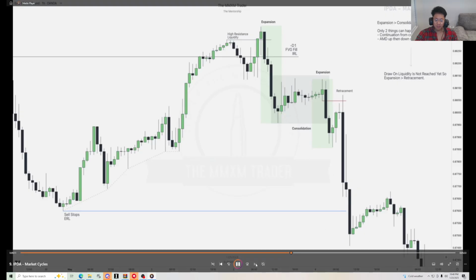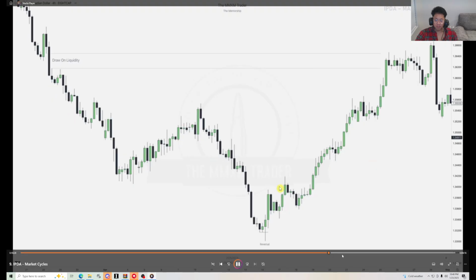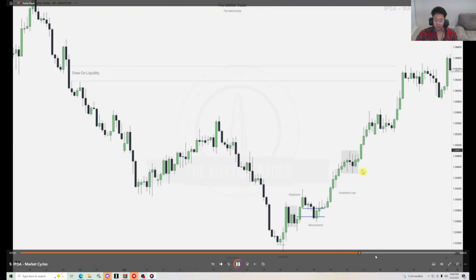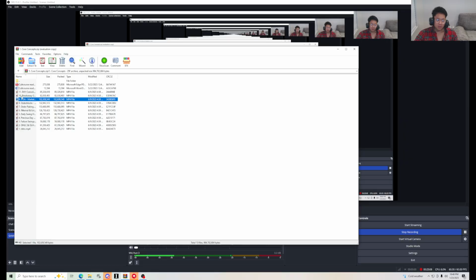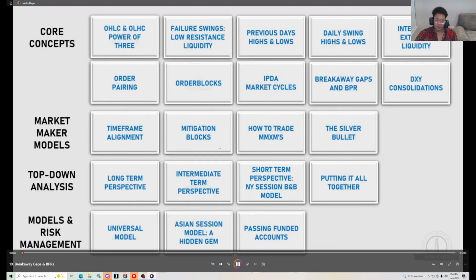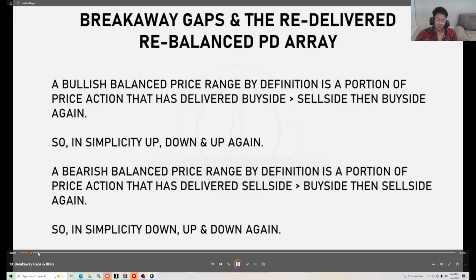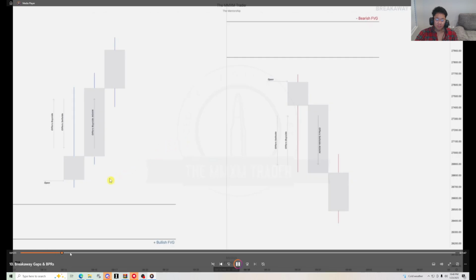It has to do an expansion into the order block. Then we run. So what do we need to do? We need to trade lower. That's cool. Let me see. Breakaway. It's time it redelivered, rebalanced the PD array. So identify down. Now we've got this nice depiction of how it looks.